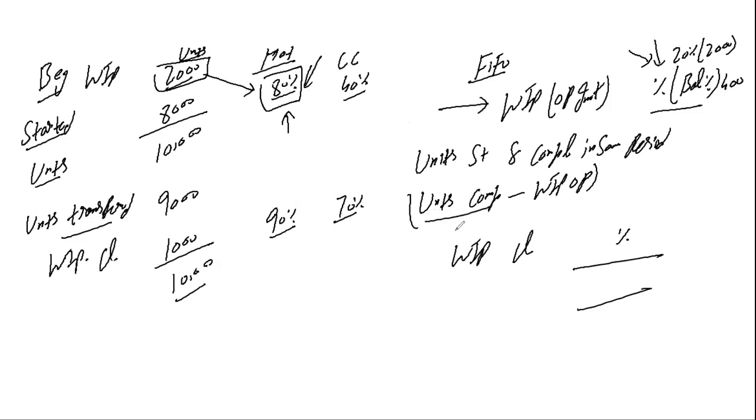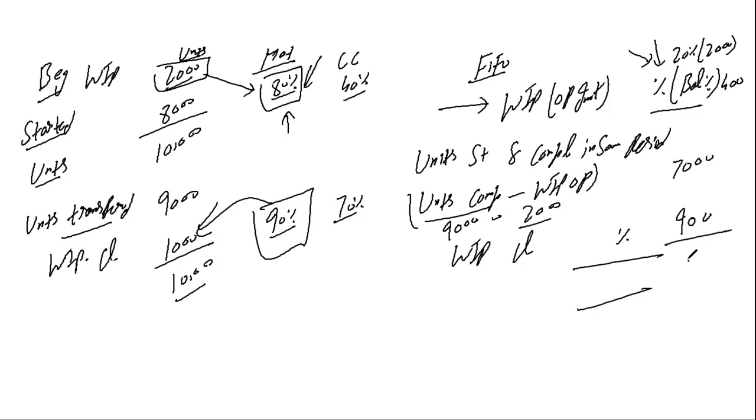Correct, students. Units completed, how much do we have? 9,000, and beginning work in process 2,000. So 7,000, students, I mentioned here. For work in process closing, we need to apply the same concept, the closing percentage. So 90% we will take for the closing units. Like that you will have 900 here, and your answer is coming to 8,300. So like that you learned how to calculate the equivalent units of production by using the FIFO method.